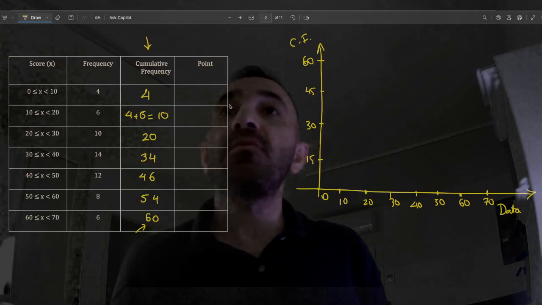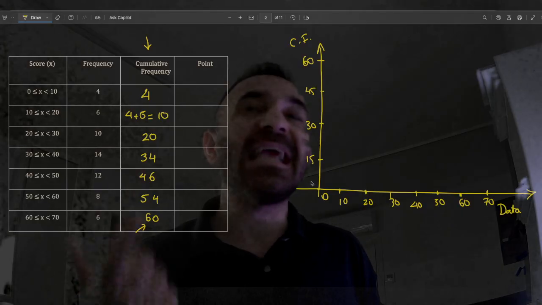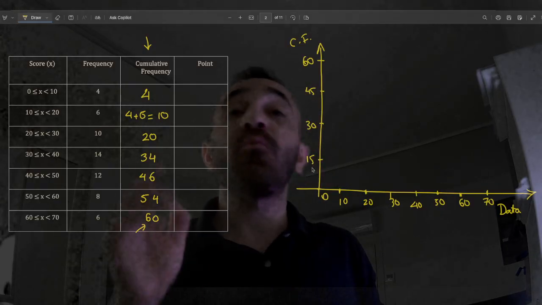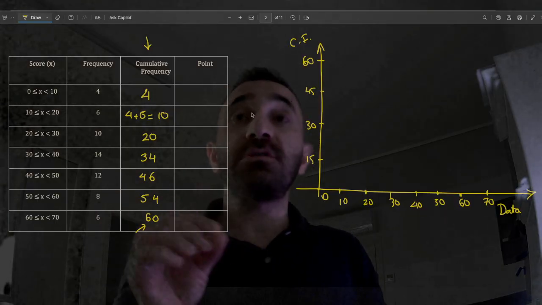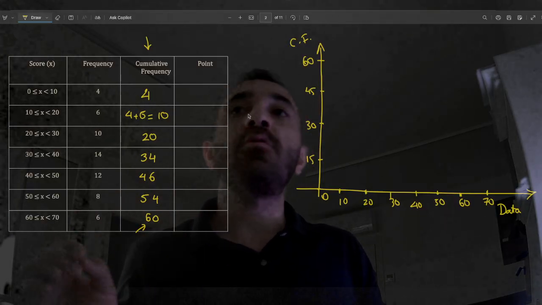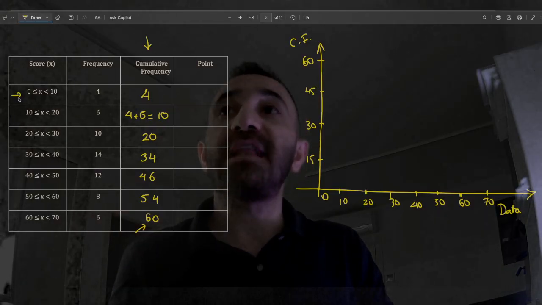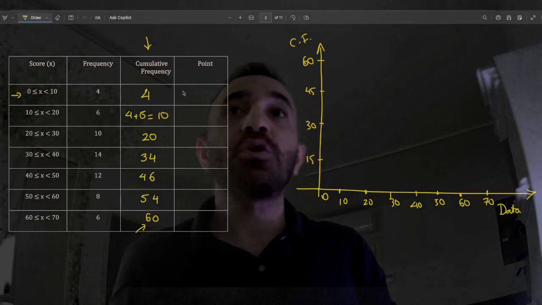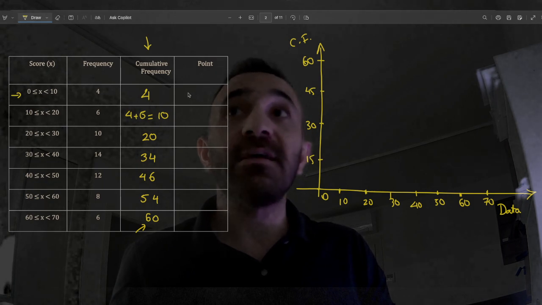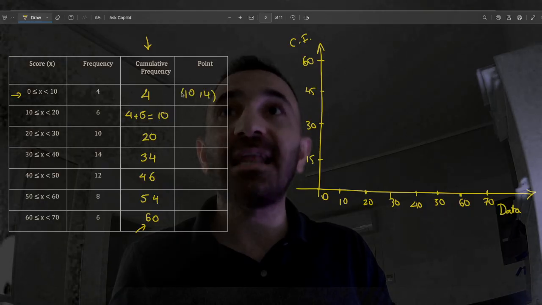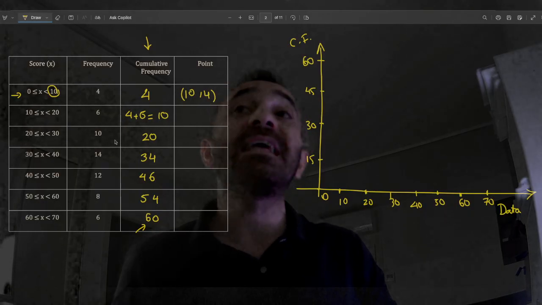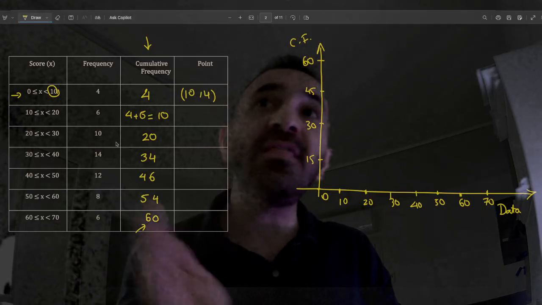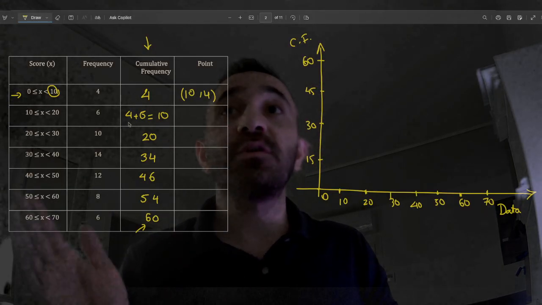So I need to find 8 points, and then I'm going to make a curve with those points. Okay, what are those points? How can I find those points? Okay, so let's go step by step. Let's go for the first class from 0 to 10. You have 4 as the cumulative frequency, so you need to find this point 10 and 4. Why 10 and 4? You're going to choose the upper value of each class with the value of the cumulative frequency. So in this case, 10 and 4.